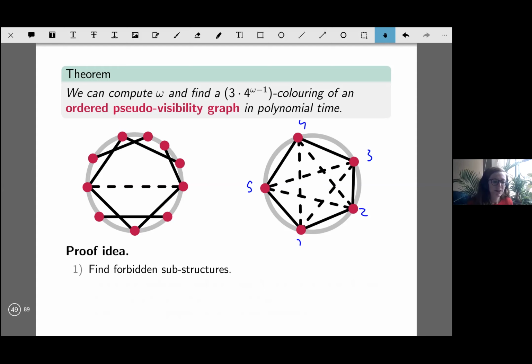So in general, if you give me any cycle of length at least 4, and you can find that as an induced subgraph, so that consecutive vertices are adjacent, then that is not a pseudo-visibility graph. This is as an ordered graph. As an ordered graph, yeah. Right, so that's one of our forbidden families.